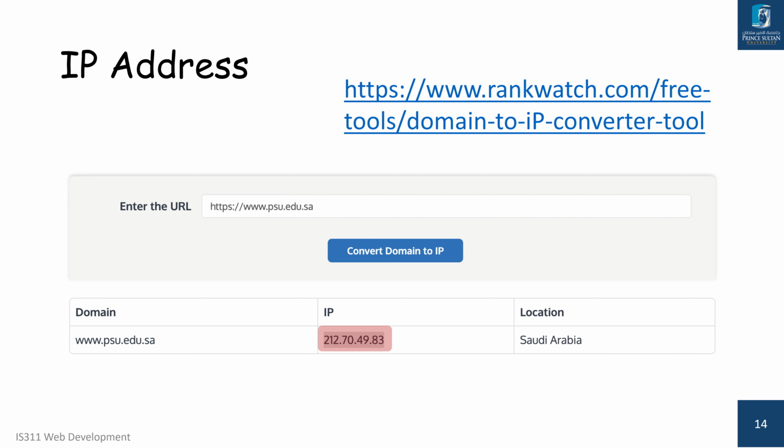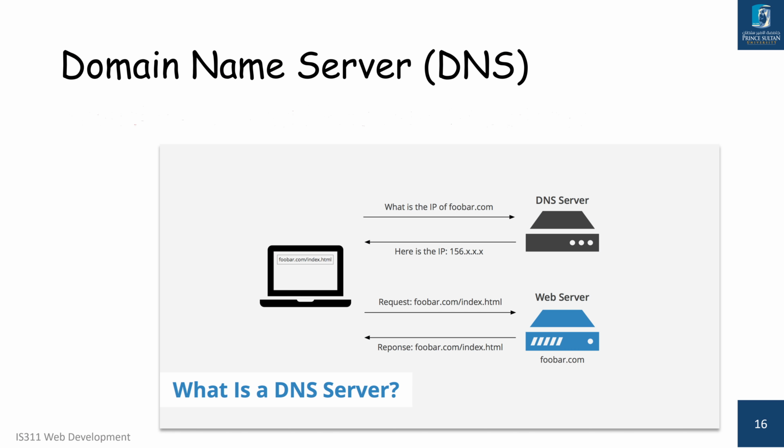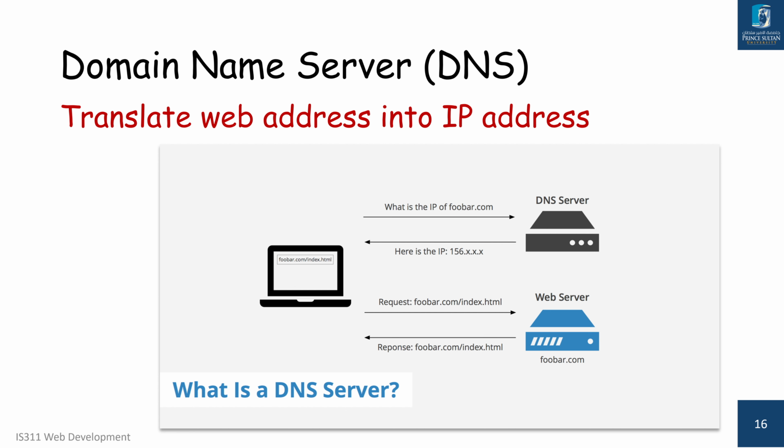So similarly, for us, we have the name of the website. For the computers, they need the IP address. So from where can they get the IP address? First of all, if I just write the IP address inside my browser, it will give me the same PSU homepage. It doesn't matter whether I write the IP address or www.psu.edu.sa. So now where can I get that IP address?